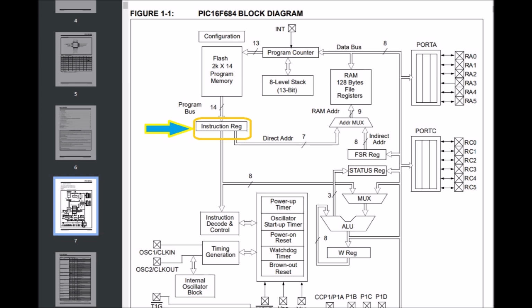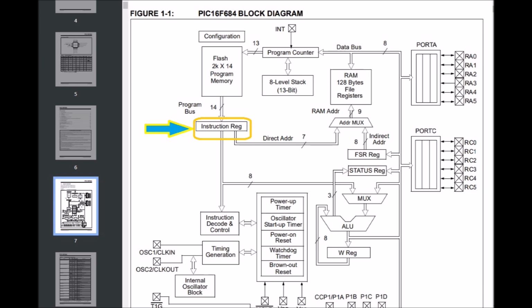And there are 4 different roles. It is involved in fetching, holding, decoding, and executing. So first, in fetching, the instruction register receives the instruction from the program memory via the program bus. This instruction is fetched based on the address specified by the program counter, PC.